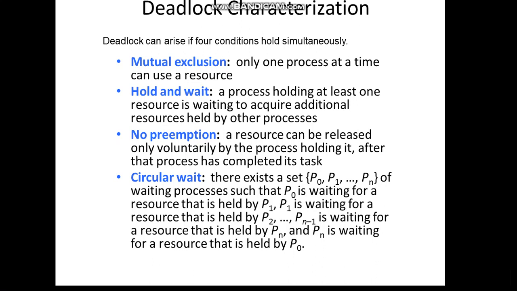So you can just observe that each process is waiting for its next process to release a resource. So there is a circular wait. Each one is waiting for the other to release the resource. So if these conditions hold simultaneously, all four, that leads to a deadlock.